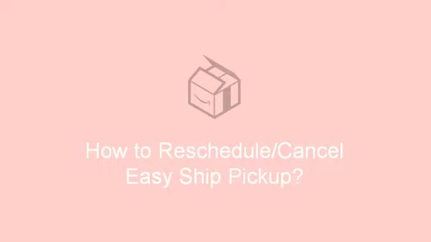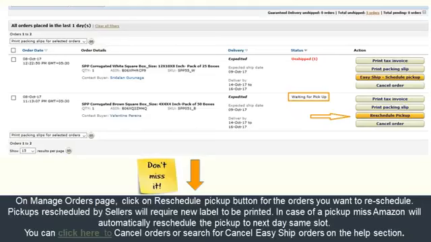Next, how to reschedule or cancel easy ship pickup. Again, just go to the Manage Orders section and click on Reschedule Pickup, which will be displayed in front of the order which you have already scheduled. Please note, if it is an Amazon Easy Ship order which has not been fulfilled because the associate has not visited your store, then the order will automatically get rescheduled for the next day, same slot. So you don't have to reschedule that order.